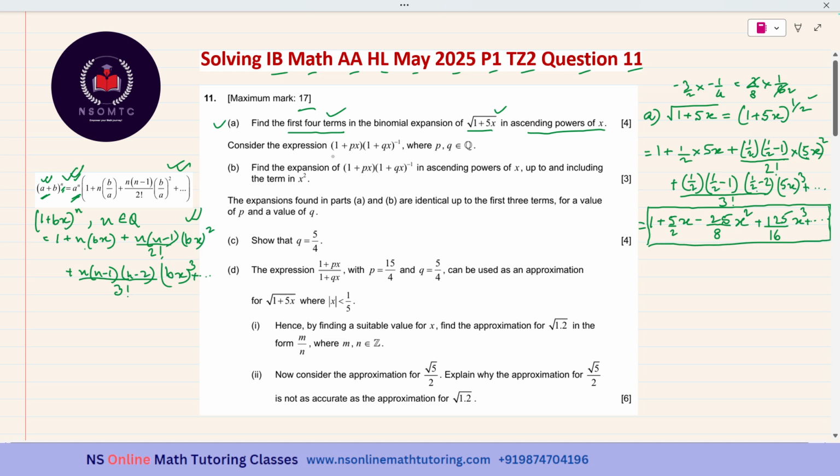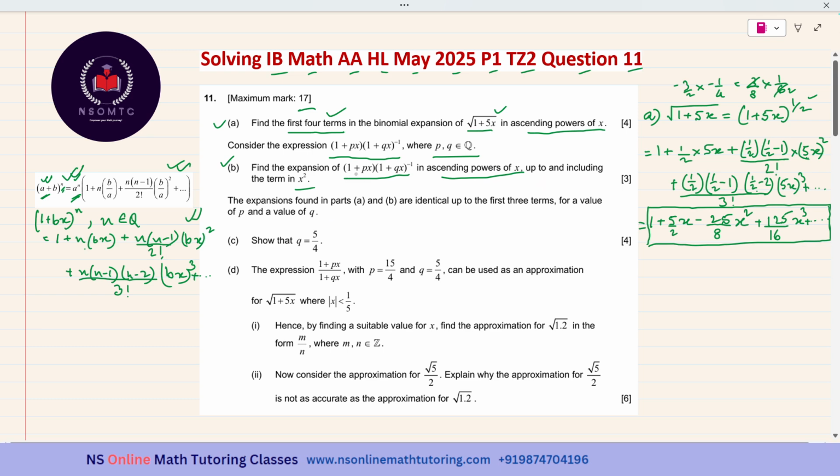Consider the expression 1 plus px times 1 plus qx to the power of negative 1, where p and q are rational numbers. So part B's question is find the expansion of 1 plus px times 1 plus qx raised to the power of negative 1 in ascending powers of x up to and including the term in x square.